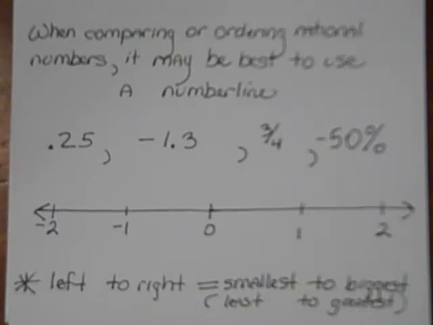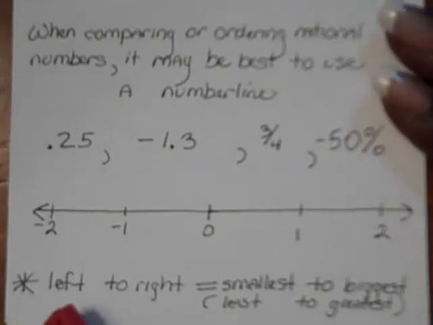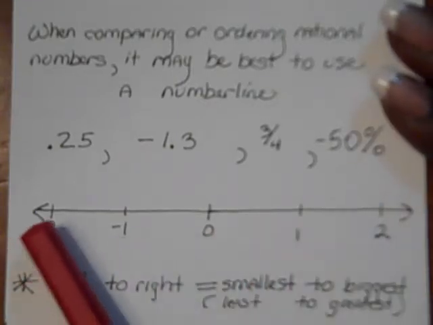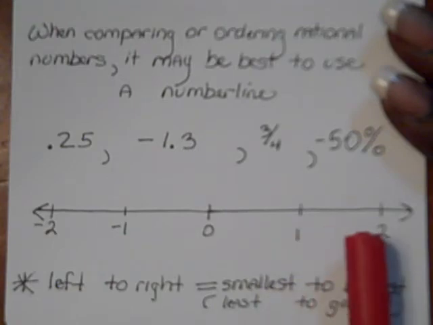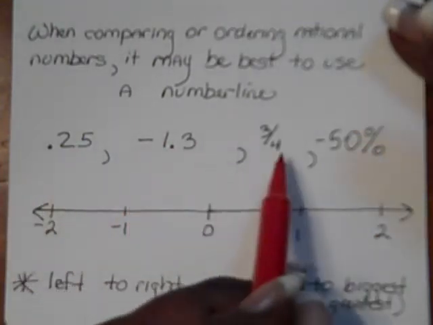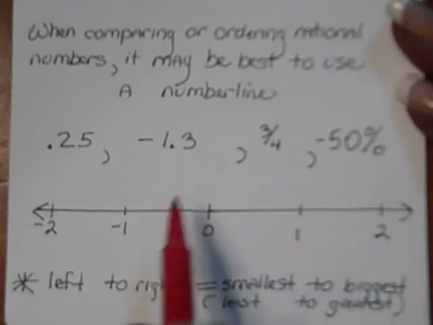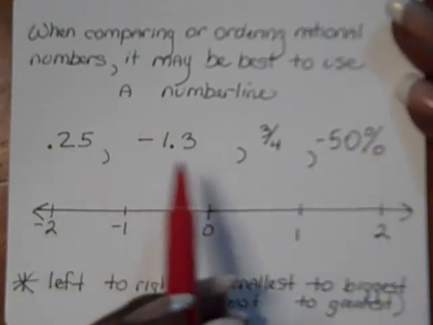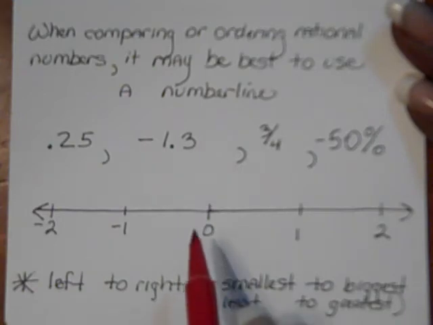numbers on a number line. And you need to remember that on a number line, left to right means smallest all the way up to the greatest. So it's the same principle even with decimals, fractions, or percents. So what I would do if I were asked to put these in order from least to greatest, I would first place them on a number line.